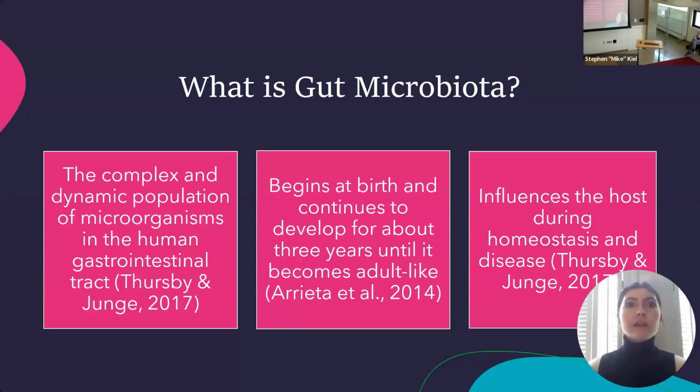According to Arrieta et al., it continues to develop and modulate in species abundance for about 3 years until the microbiota becomes adult-like. Thursby and Young explained that the intestinal bacteria play a crucial role in maintaining immune and metabolic homeostasis and protecting against pathogens. Therefore, gut microbiota influences the host during homeostasis and disease.